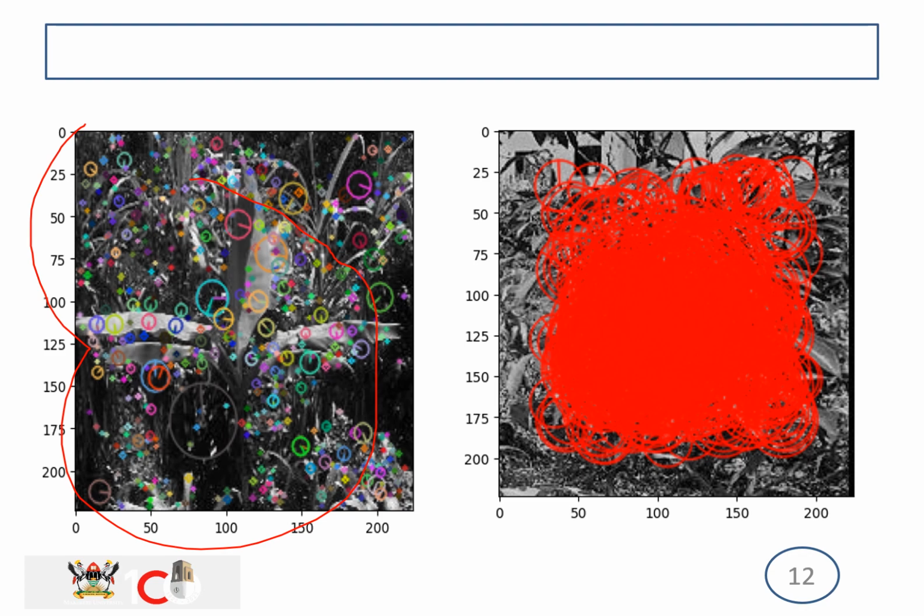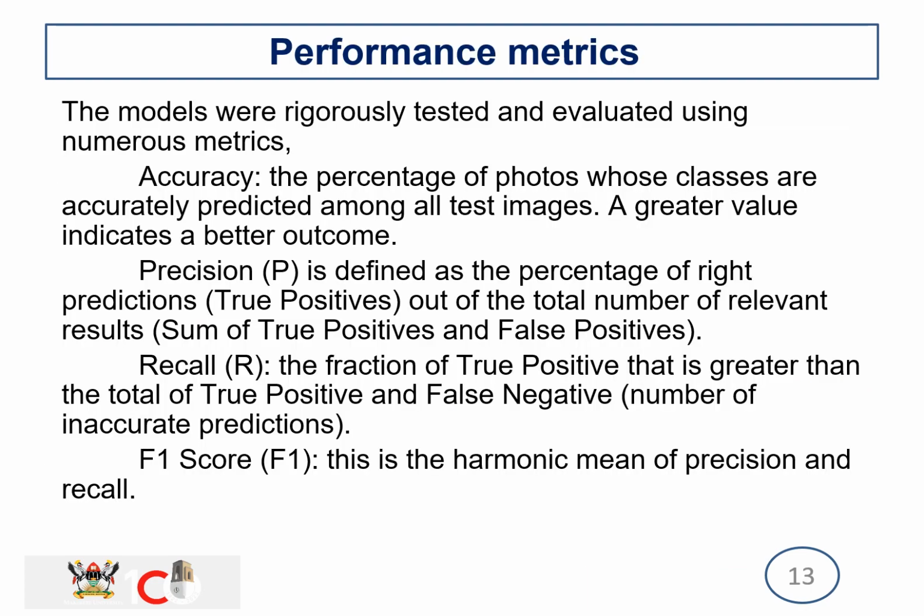The second image here is the ORB feature extractor, also applied onto the banana to extract the features for learning purposes. Looking at the metrics that are employed for this study, there are 4 metrics: the accuracy, the precision, the recall, and the F1 score.